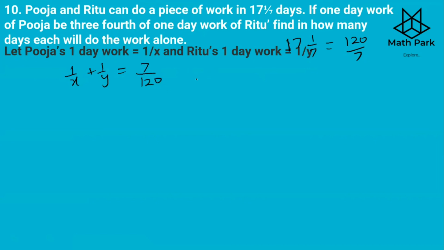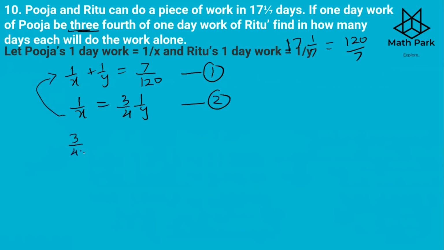So this becomes our equation number 1. The second condition: 1-day work of Pooja, which is 1/x, is equal to 3/4 of 1-day work of Ritu, that is 3/4 of 1/y. This is our equation number 2. So we substitute this value of 1/x from equation 2 over here. So we get 3 upon 4y plus 1 upon y is equal to 7 upon 120. We'll have to multiply by 4 to have the LCM. So we get 3 plus 4, 7 upon 4y is equal to 7 upon 120.